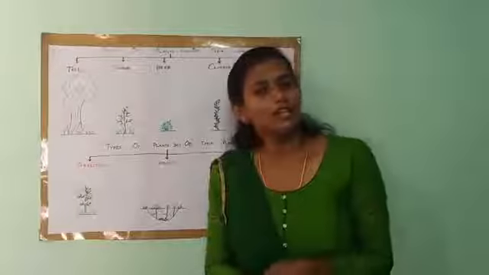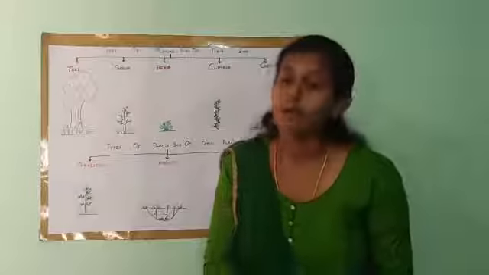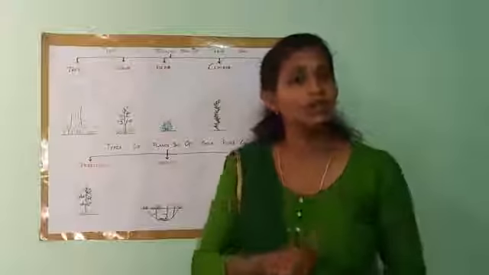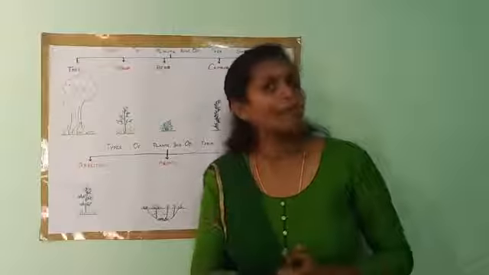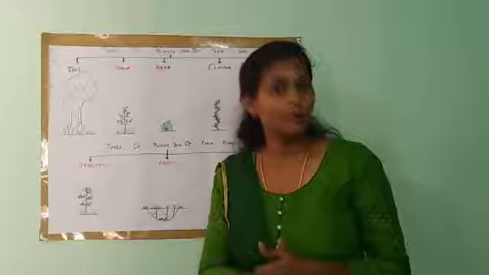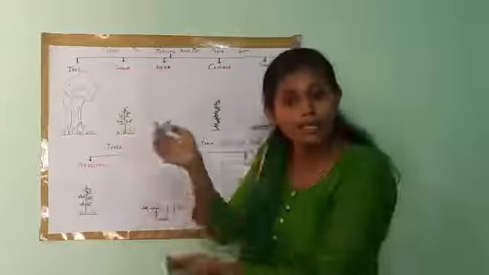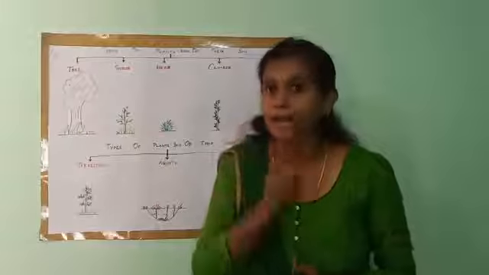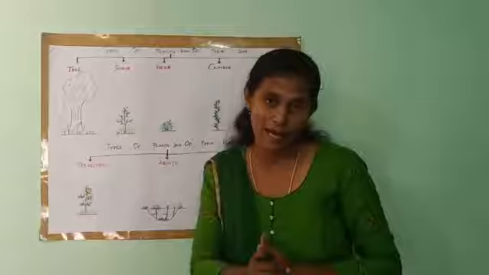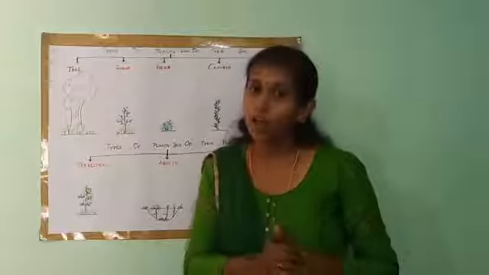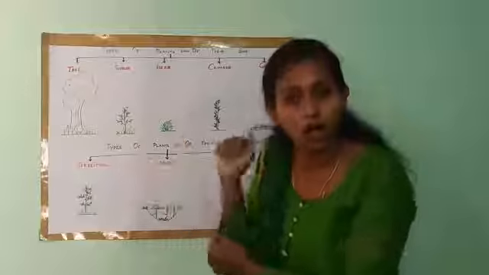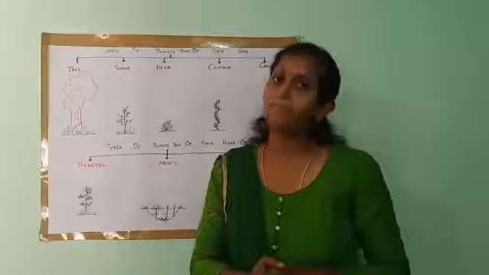We need food to live and grow, no? In the same way, plants also need food to live and grow. How can the plant prepare food? Leaves alone prepare the food for the plant. So, leaves are called the food factory of the plant.